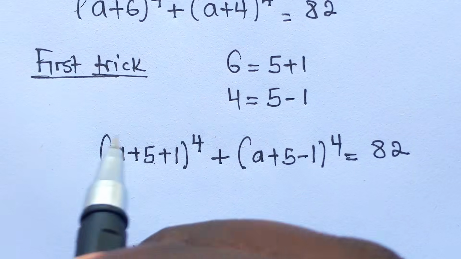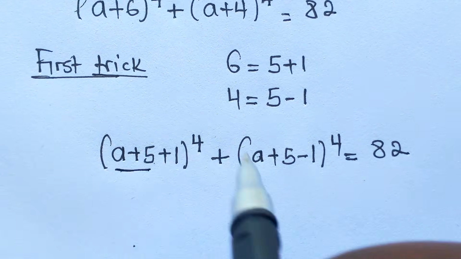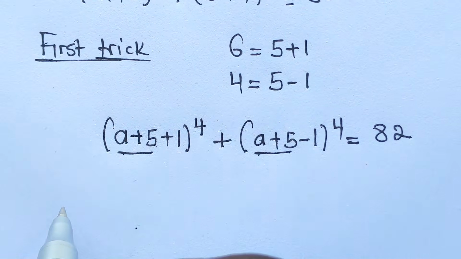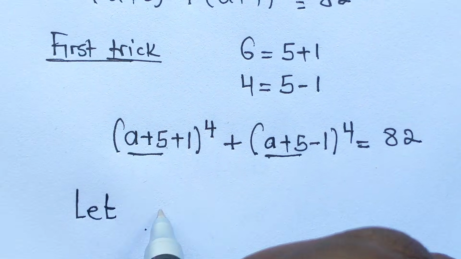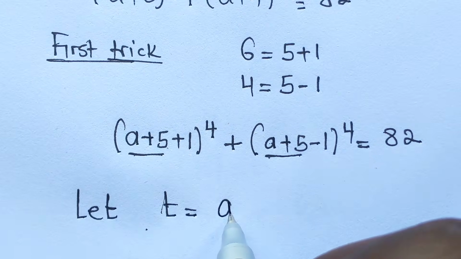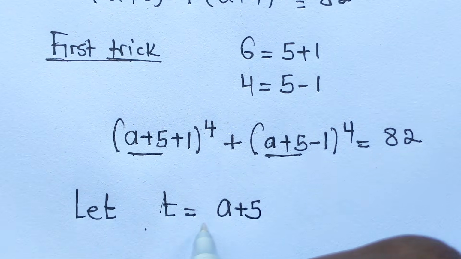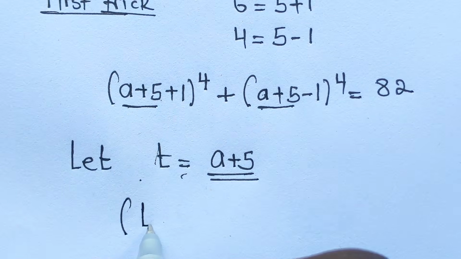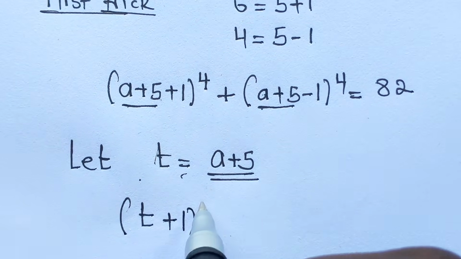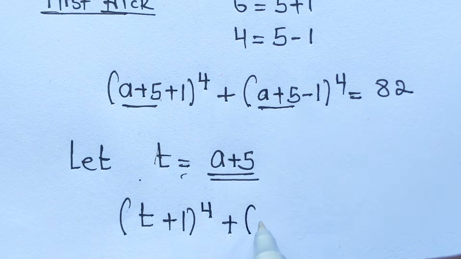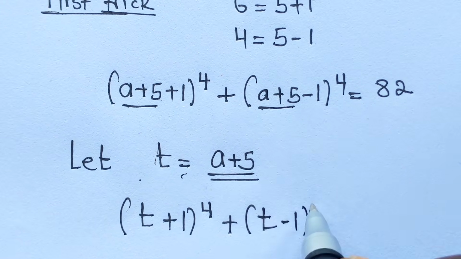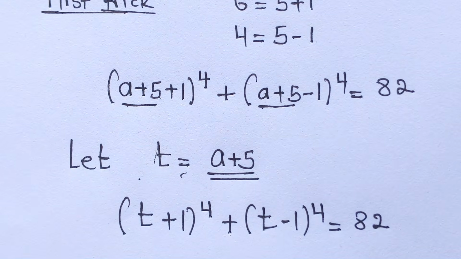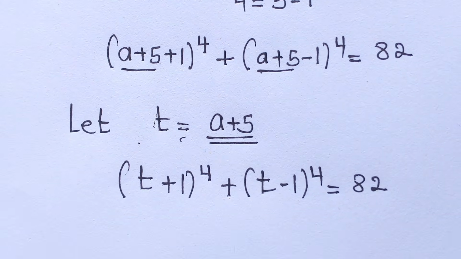Now, if you see nicely, we have a plus 5 in both terms. At this stage, we can write t equal to a plus 5. Note that. We replace to get (t + 1)^4 + (t - 1)^4, that is 82.